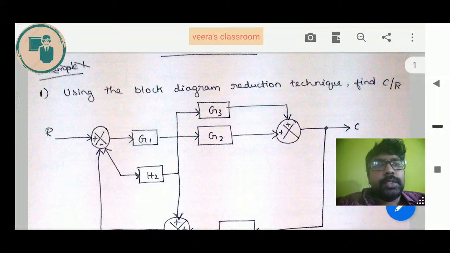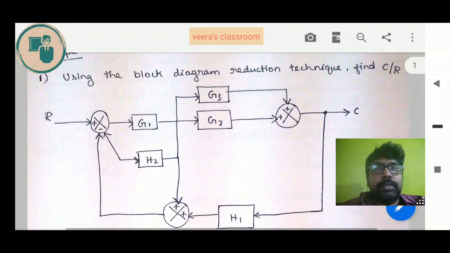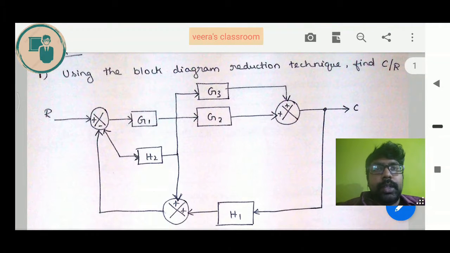In the last video we have seen the basics of block diagram reduction. We have seen the rules which should be followed for the reduction of block diagram. So today we will see a block diagram reduction problem. This is the first problem we are going to see. Here they are asking us to find the value of C by R. We are supposed to reduce this block and find the value of C by R.